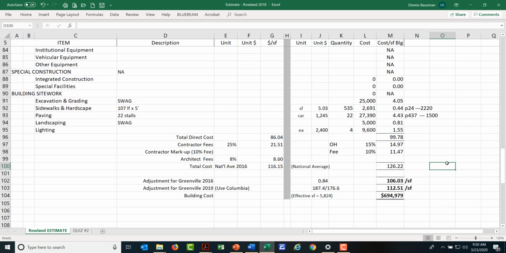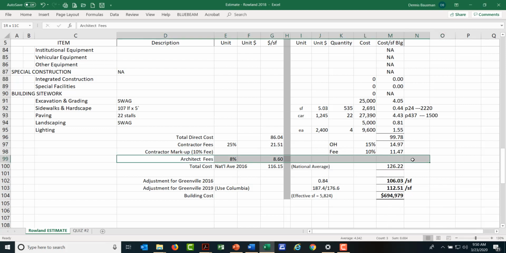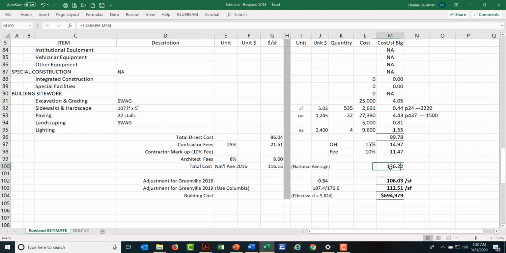If I had to peg the job you're looking at, I would put overhead at 7 to 10%, and maybe fees at, I don't know, 6 to 10. Maybe at best, 10 and 8 or whatever. It wouldn't be 15 and 10. And we don't have architectural fees, so I didn't include that. Now, if you're on the template at 116, it gets me adjusted now to 126.22 per square foot national average in 2016.